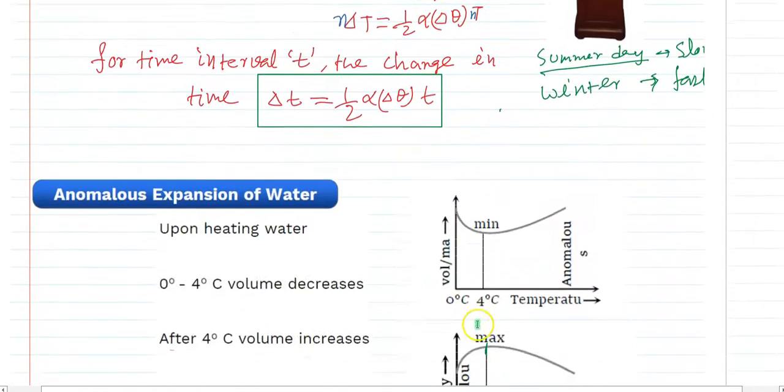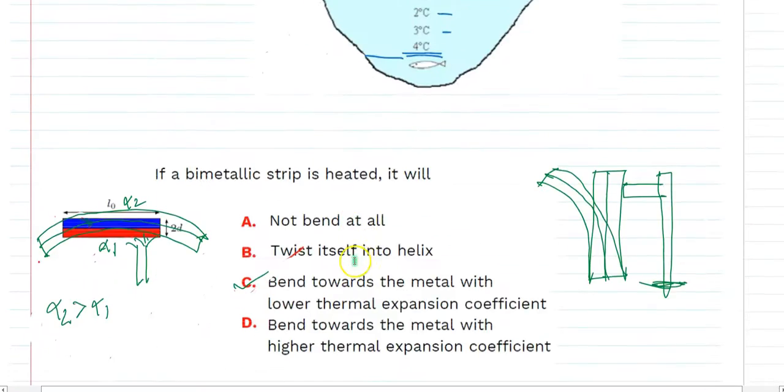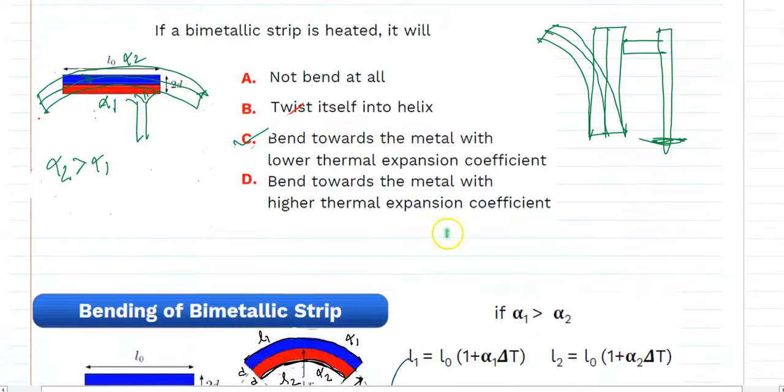Now the anomalous expansion of water. We have studied also the expansion of water on cooling from 4 degrees to 0 degrees C, which is called anomalous expansion of water. Okay, it has some advantages we have studied also.